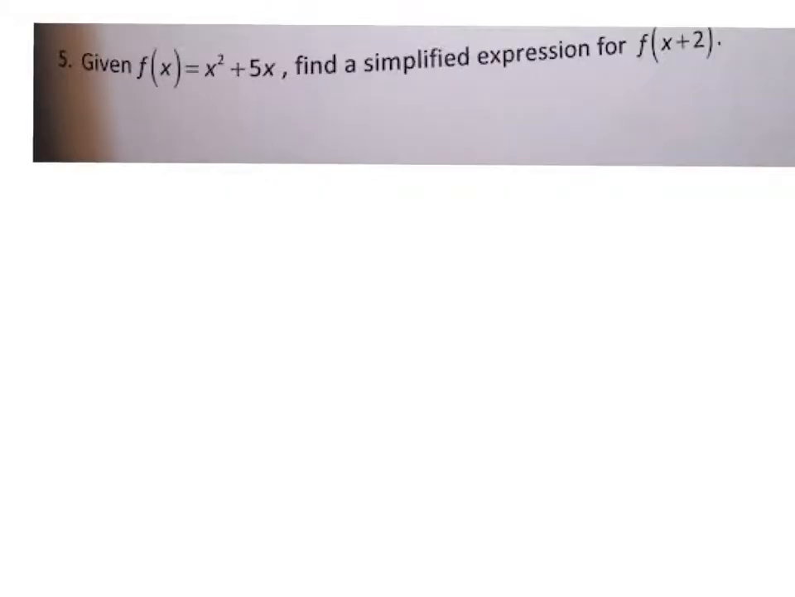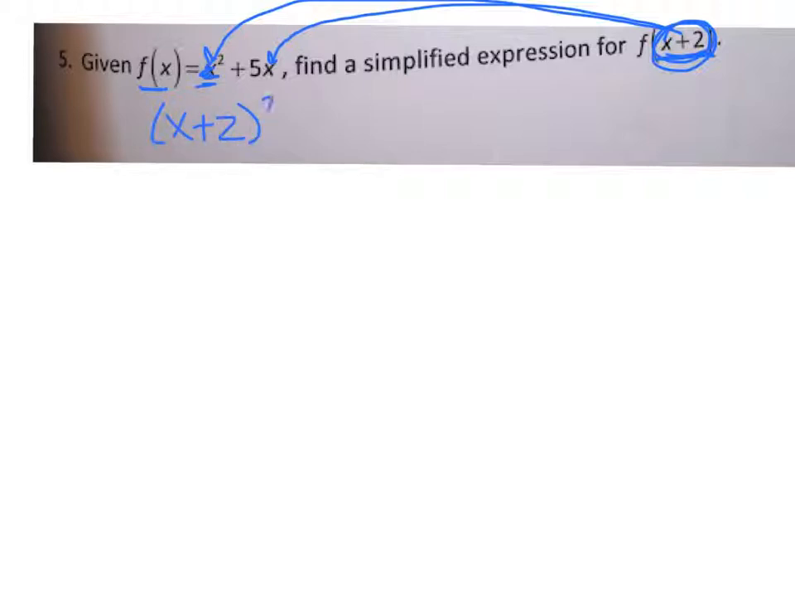Type number 3 is with variables. So if you're given this function, f of x equals x squared plus 5x, we want to simplify the expression for f at x plus 2. So what you're doing is you're taking this x plus 2, and you're going to replace every x in the function with that. So you're going to take out this x and put in x plus 2. And then you're going to take out this x and replace it with x plus 2. And then all you're going to do is just simplify.